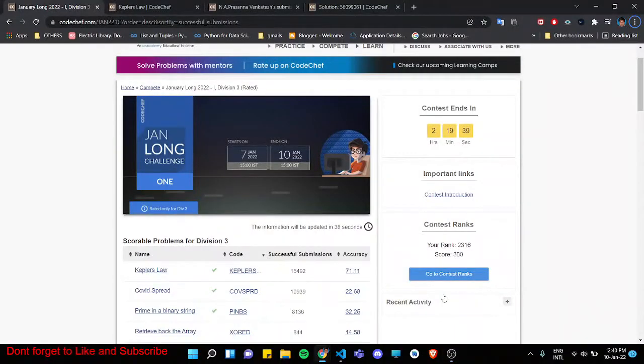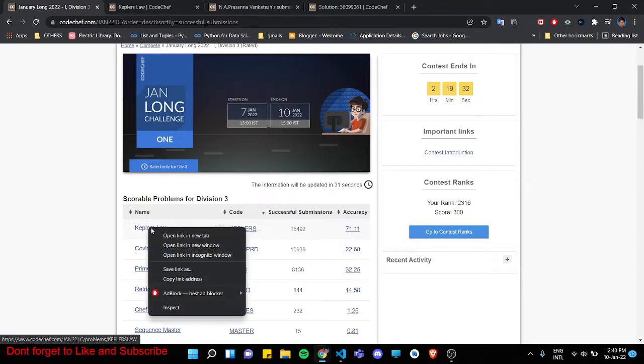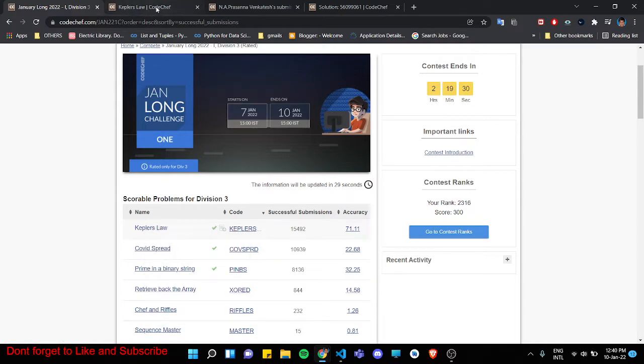Hi, welcome to ICU-Python, and today we'll be seeing the solution for the Codechef January Long Challenge Part 1, for Kepler's Law. So let's go to the question.